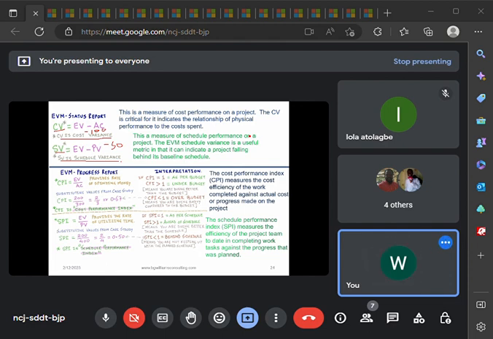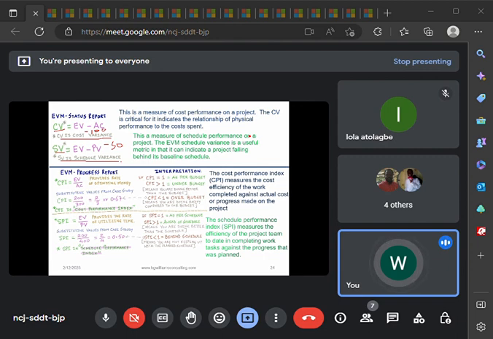When CV is negative, it simply means you are over budget, which is bad. What is over budget? Spending more than you planned to spend. Simple explanation. Spending more than you plan to spend. That is what over budget is. Take note of over budget.